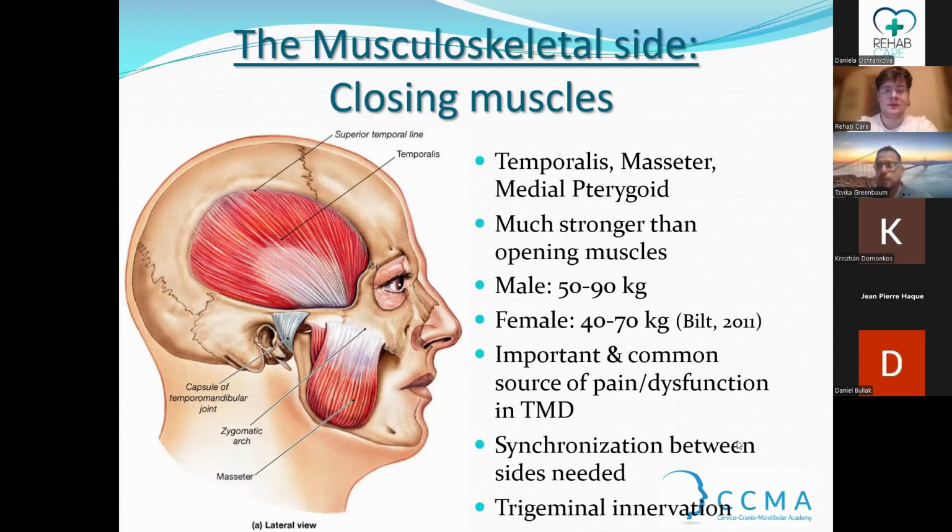The musculature actually is the most common source of pain. And in TMD, if you're going to treat patients, you will find yourself treating masseter, temporalis, medial pterygoid most of the time, because they are so powerful, so constantly used. Then the pain is one of the common symptoms within these muscles.